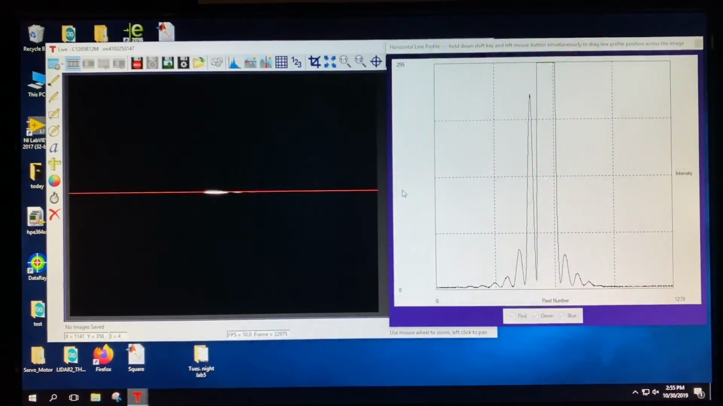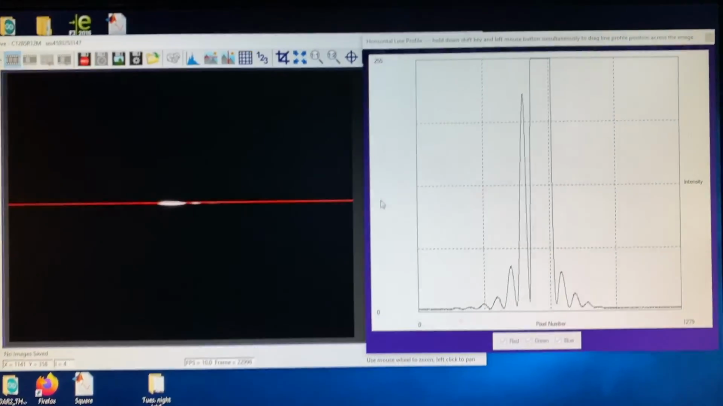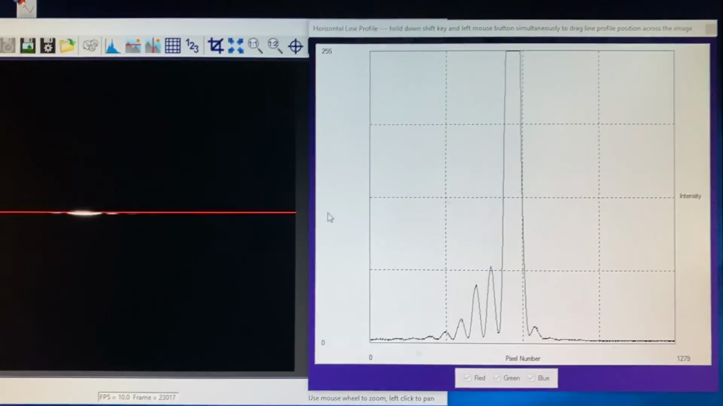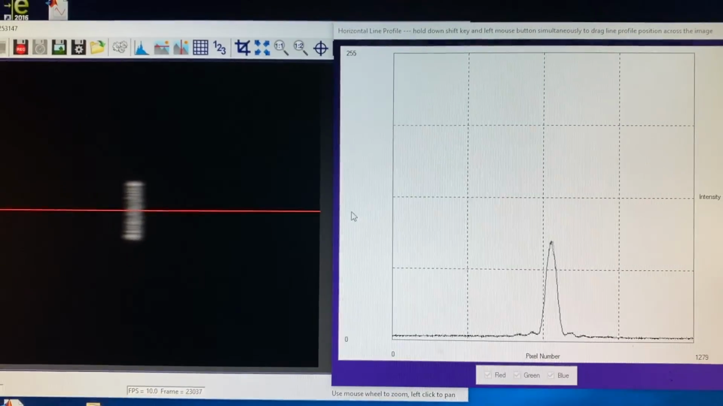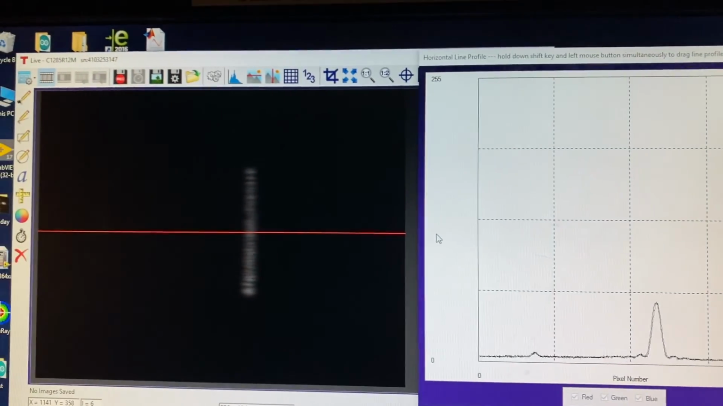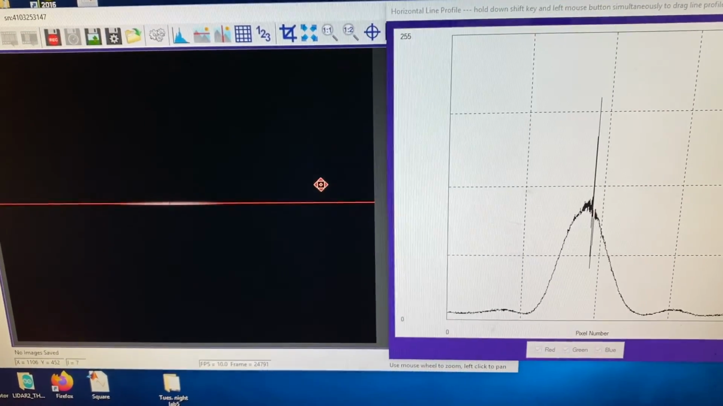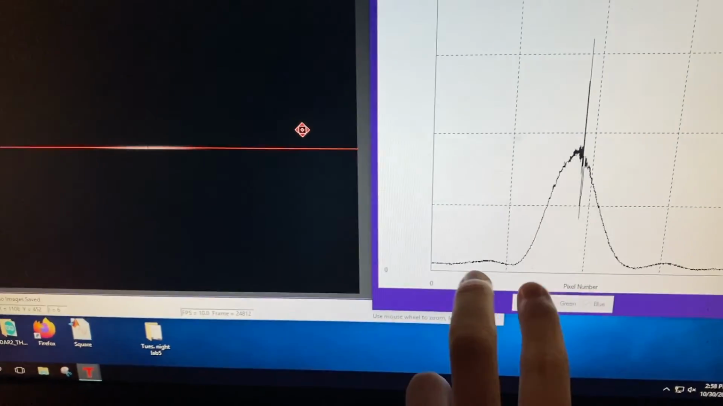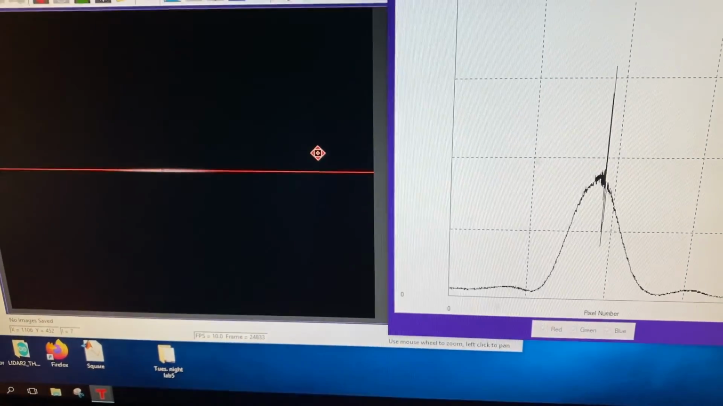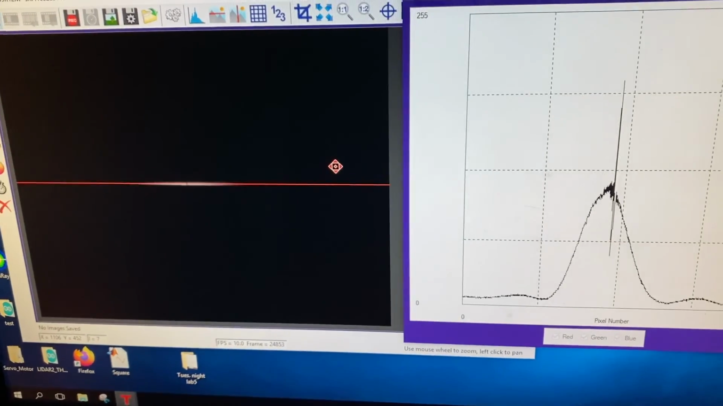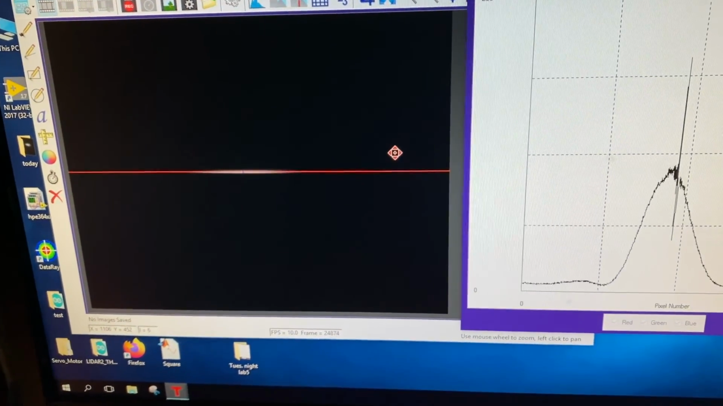When we use the 160 micron width slit, this is our Fraunhofer regime. And when we move the detector closer to the aperture, we see it goes into the Fresnel region. When we replace the 160 micron slit with the 40 micron slit, we can see that the peak size increases. This makes sense because as we decrease the slit size, the peaks should increase.